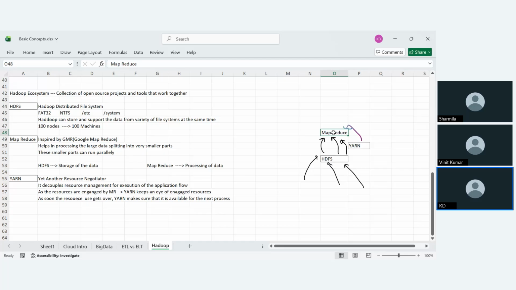Earlier, what used to happen, suppose 500 tasks were engaged for the first process. Until the first process was complete, no resource got free, meaning all resources were engaged. So YARN was introduced to make sure that your resources are available for other processes.